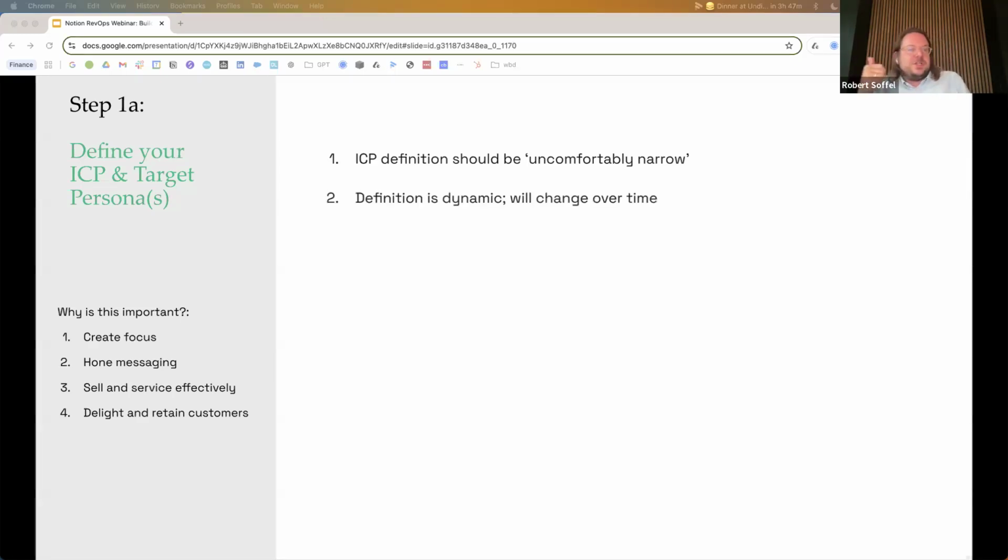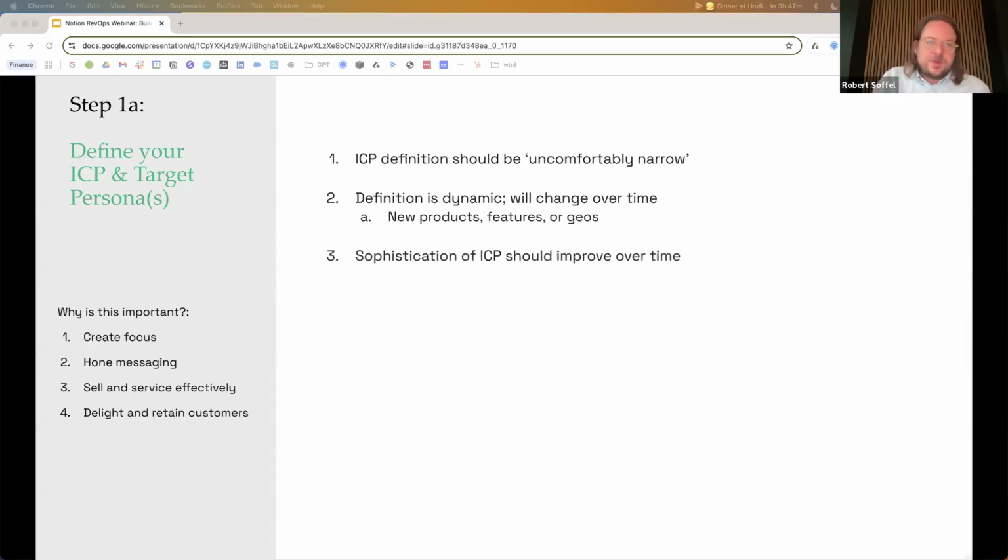Next up is that your definition will be dynamic, right? That will change over time. When you launch new products or new features to those products, or you launch new geos, or there are other things that unlock aspects of that ICP, it's going to change over time. So it's not a static thing; it's a dynamic thing that you can unlock and expand as the business matures. Third thing is that sophistication of the ICP should improve over time. Again, it's not one and done.